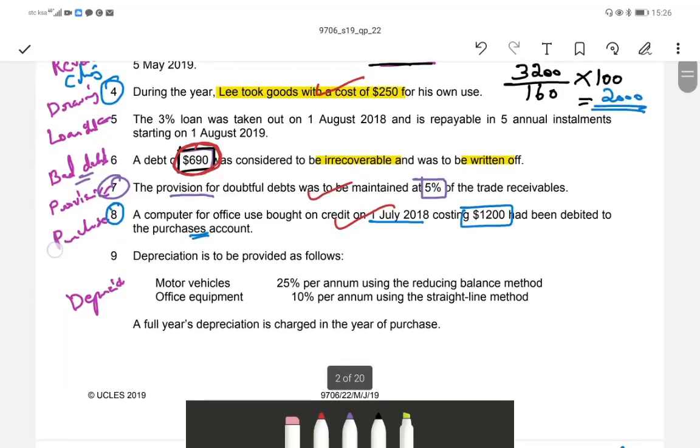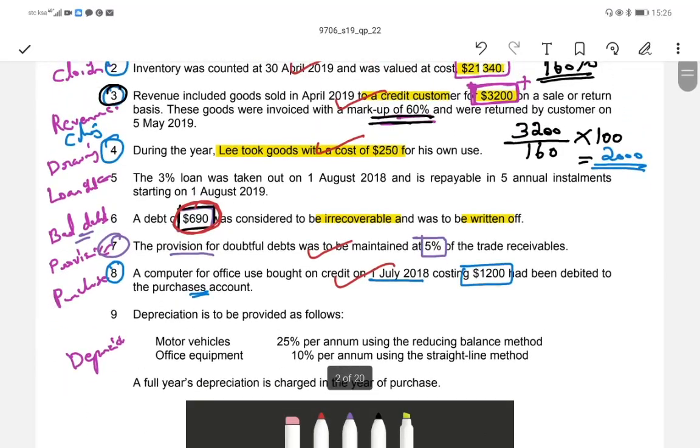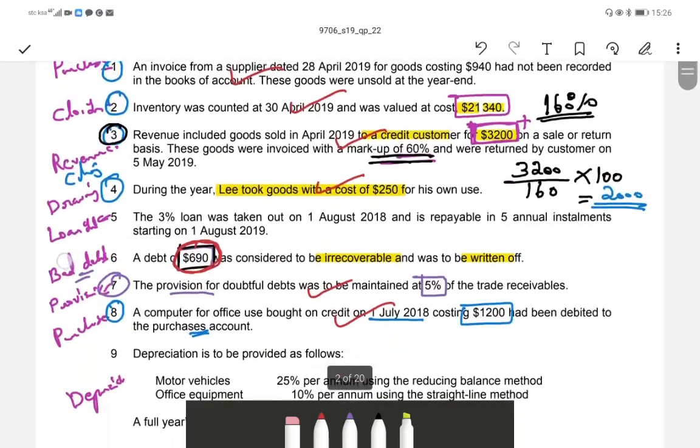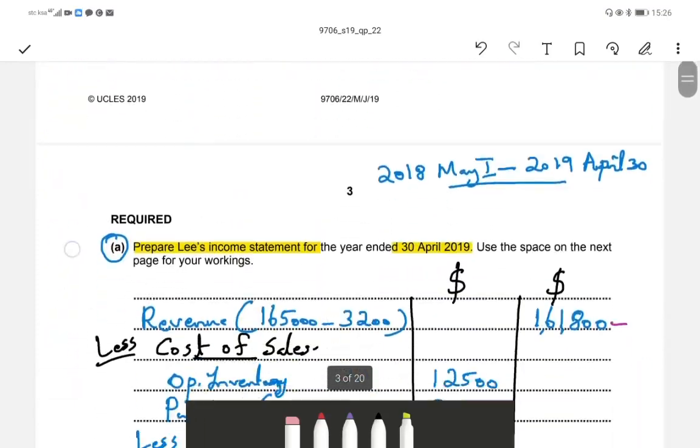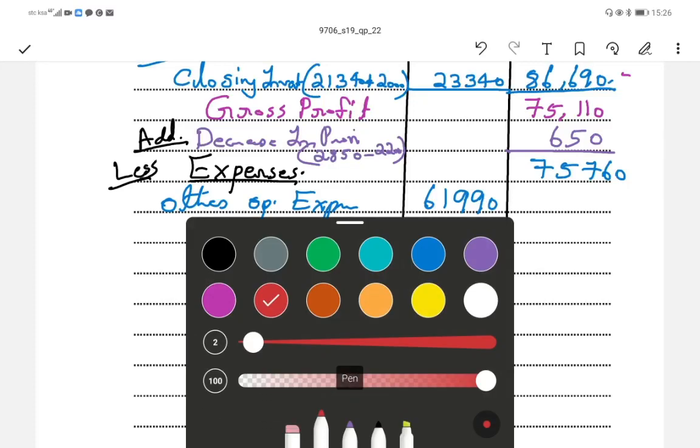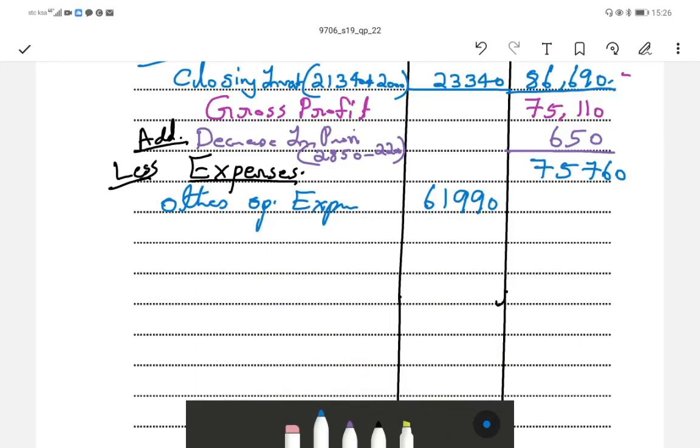So then we have depreciation. So we have now bad debt, interest and depreciation only. So bad debt amount 690, bad debt or irrecoverable debt, that we have to enter. Irrecoverable debts, directly given in the question, 690.